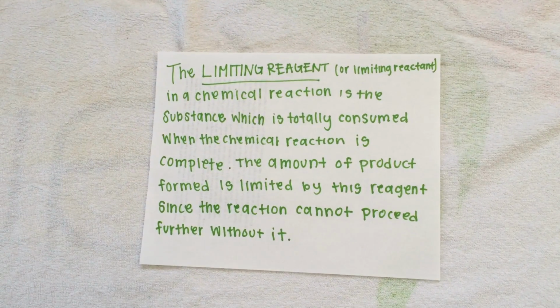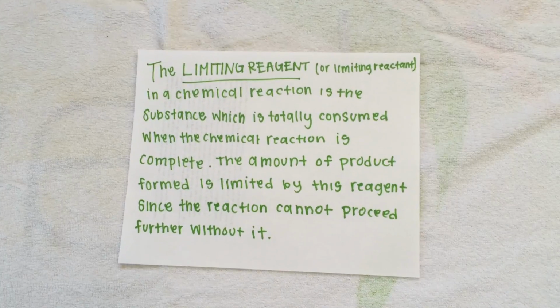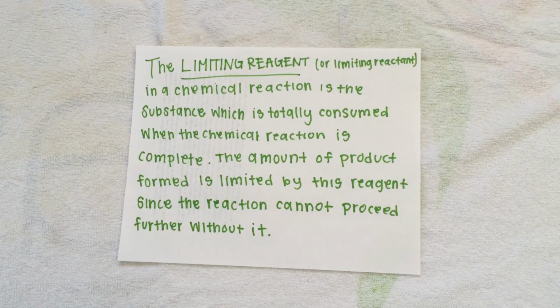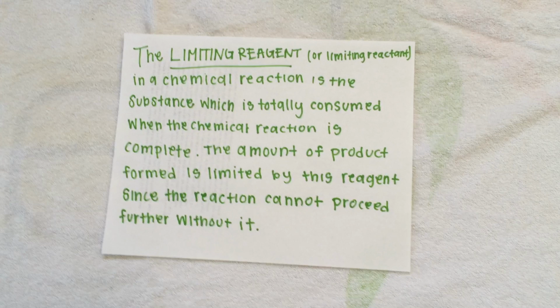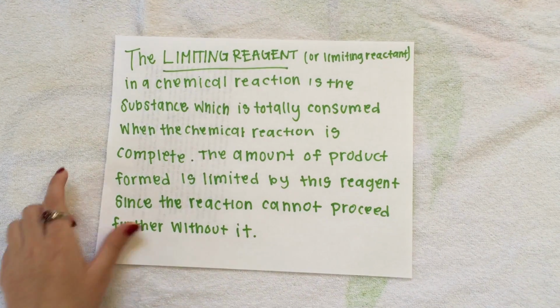Next, we will be teaching you how to do limiting reagent stoichiometry. A limiting reagent is, in a chemical reaction, the substance which is totally consumed when the chemical reaction is complete. The amount of product formed is limited by this reagent since the reaction cannot proceed further without it.